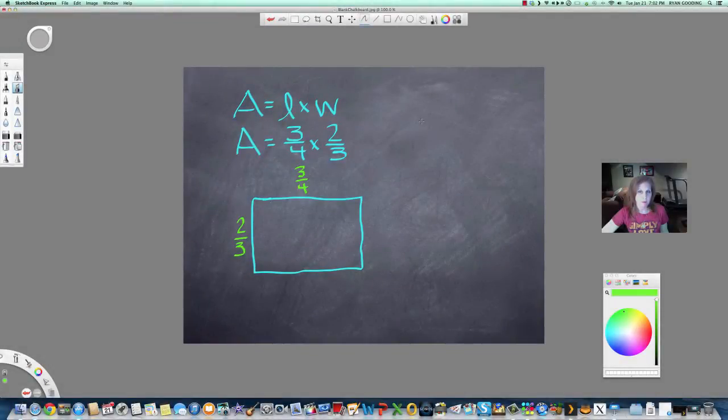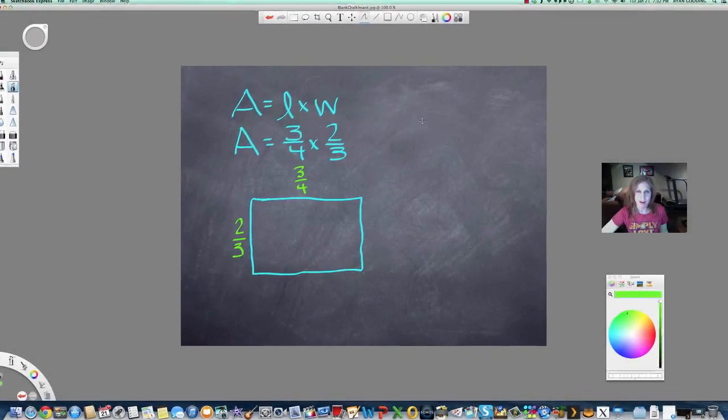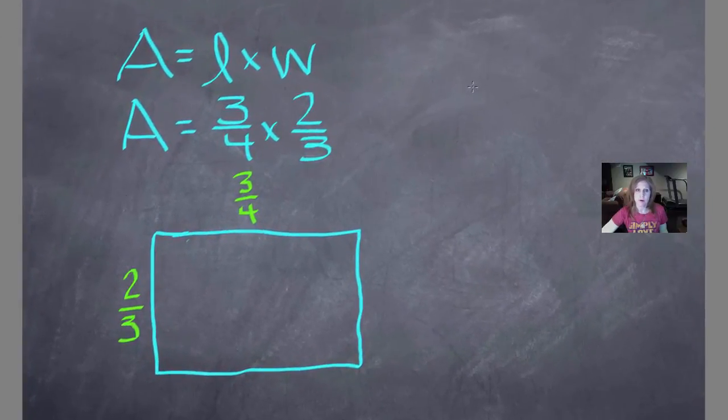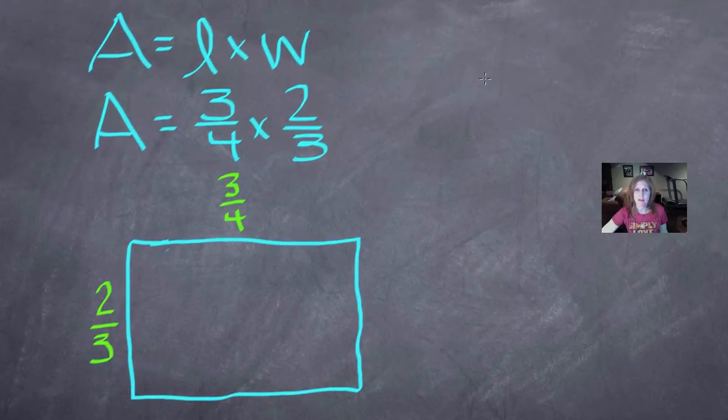So I rewrote the formula because I always write the formula every time I work a problem. And I substituted the measurements for the letters that they stand for. So my length is 3/4 times the width, which is 2/3. And I can use the standard algorithm to do this. I multiply it like I would any fraction, just like we did in 11-4. So I multiply my two numerators, so 3 times 2 equals 6. And I multiply my two denominators. 4 times 3 is 12.